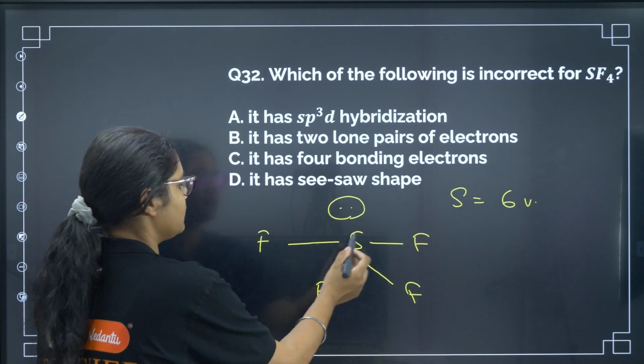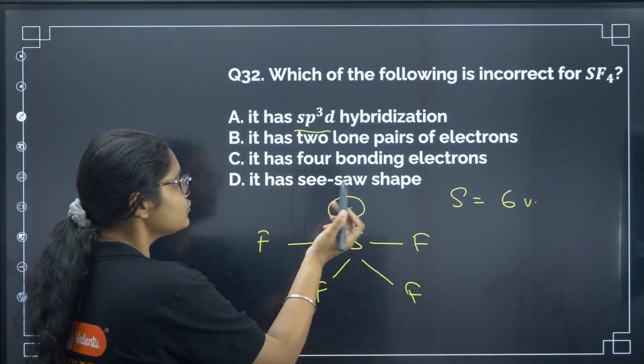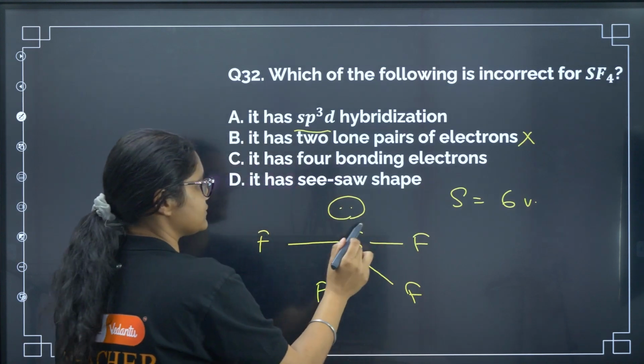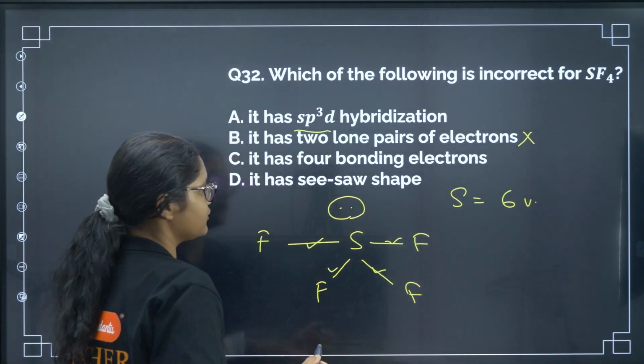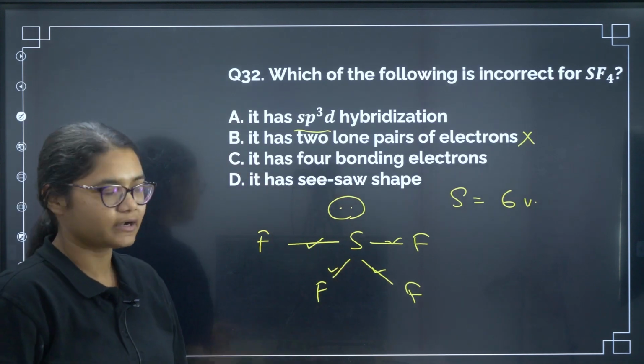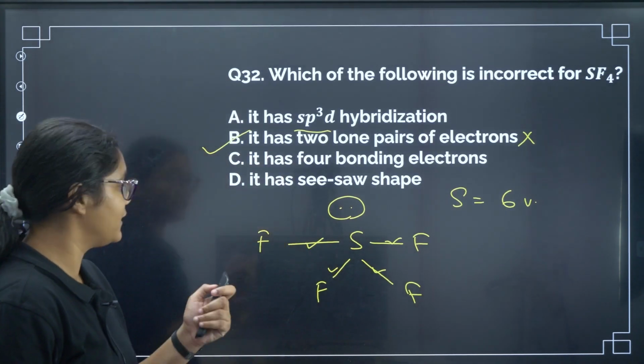So this is 1, 2, 3, 4, 5, sp3d hybridization, that is correct. It has 2 lone pairs of electrons, this is incorrect, it has only 1 lone pair. It has 4 bonding electrons, yes, these are 4 bonding electrons. It has a seesaw shape, that is also correct. So the correct answer for this question is option B. Okay, now let us see the next question.